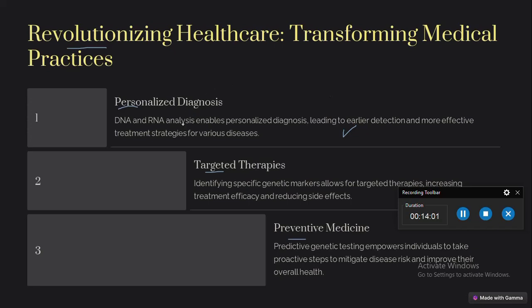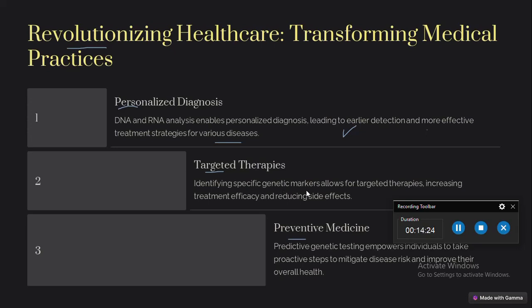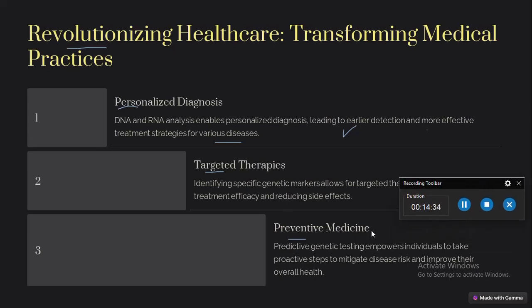Okay, we analyzed the DNA and the RNA of this patient. We found a specific marker that indicates an increased risk of a specific disease, okay, leading to a more effective treatment strategy for this disease. Targeted therapies. Identifying specific genetic markers allows for targeted therapy, increasing treatment efficiency and reducing the side effects. Preventive medicine. Predictive genetic testing empowers the individual to take a proactive step to mitigate disease risk and improve overall health.